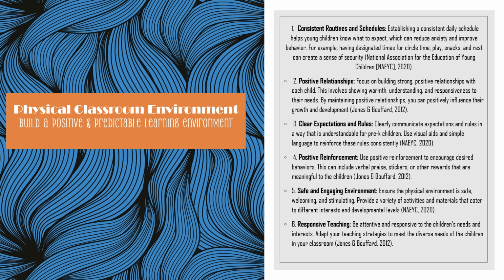4, positive reinforcement. Use positive reinforcement to encourage desired behaviors. This can include verbal praise, stickers, etc. 5, safe and engaging environment. Ensure the physical environment is safe, welcoming, and stimulating. Provide a variety of activities and materials that cater to different interests and developmental levels. 6, responsive teaching. Be attentive and responsive to the child's needs and interests. Adapt your teaching strategies to meet the diverse needs of the children in your classroom.